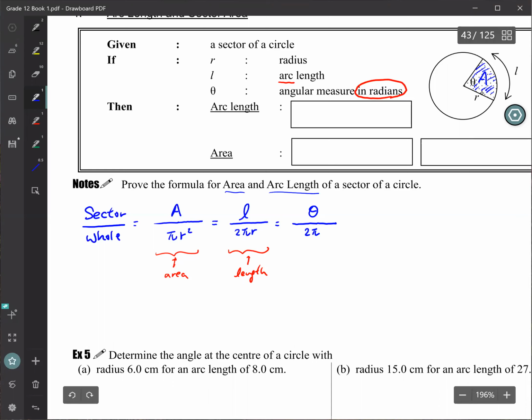So remember pi is 180, and then 2 pi will be 360. Everything in the denominator is talking about the complete circle. This part is talking about the angle. The left side is the ratio of area, the middle is the ratio of length, and the right side is the ratio of the angles. And they should be equal, because it's part of the circle.